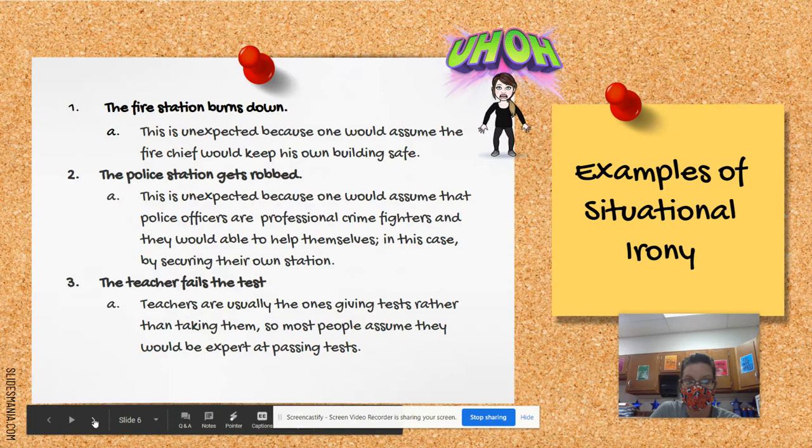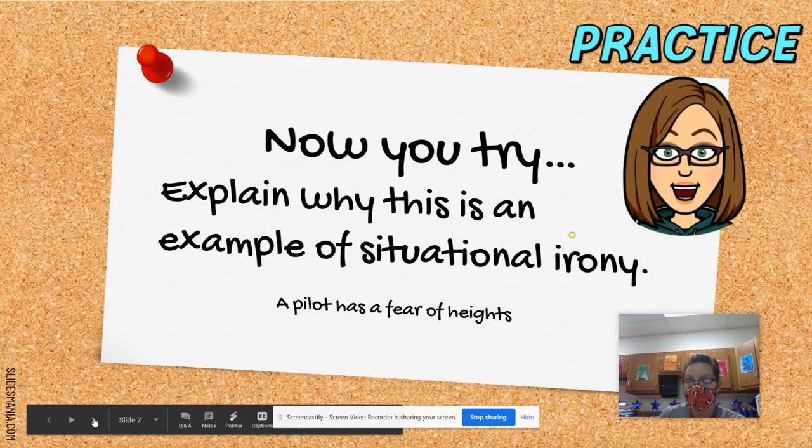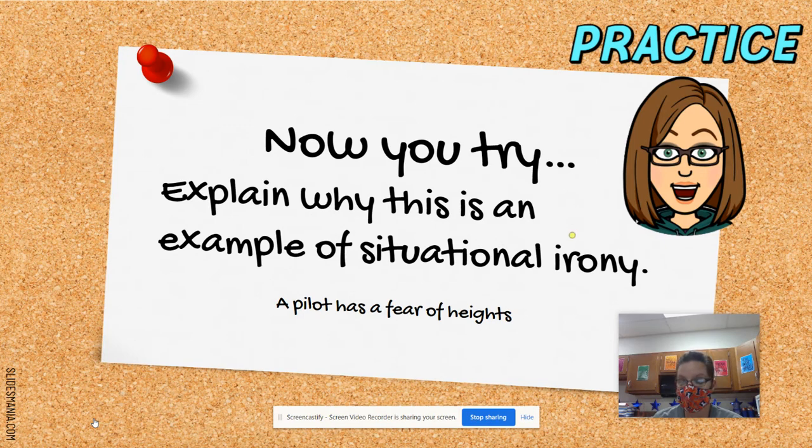So let's practice. Now you try this one. Explain why this is an example of situational irony. A pilot has a fear of heights.